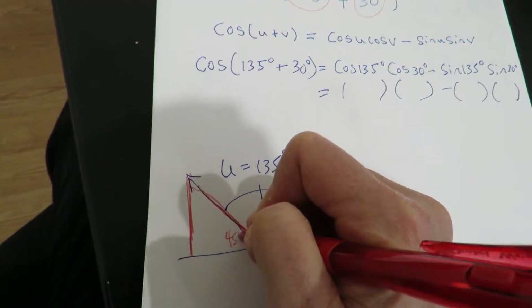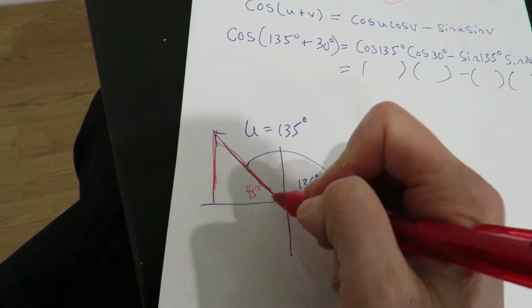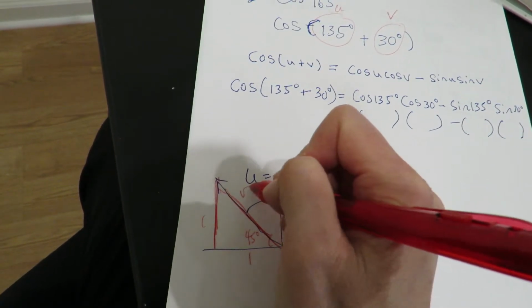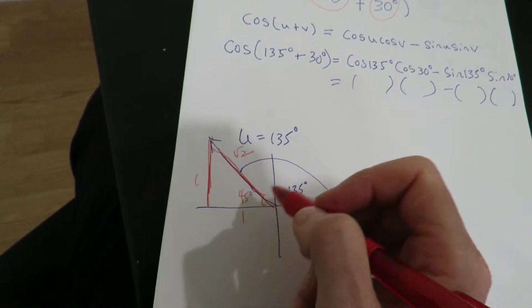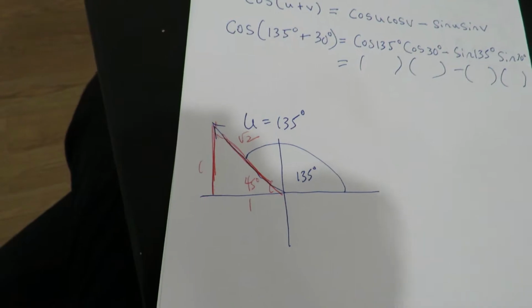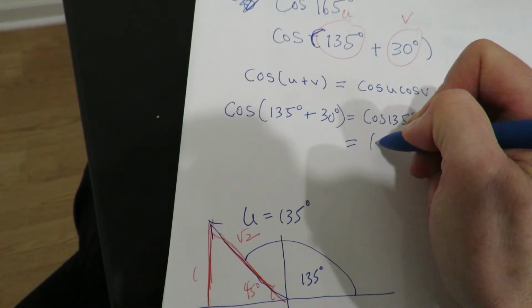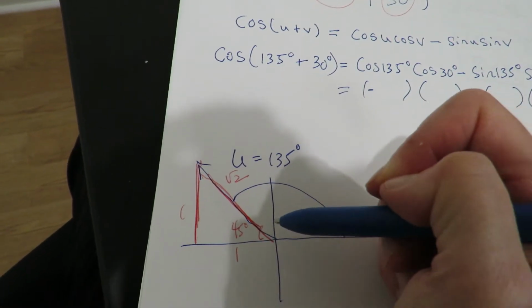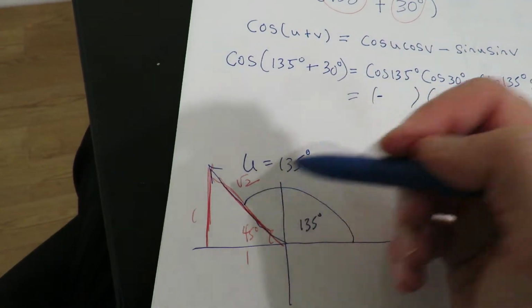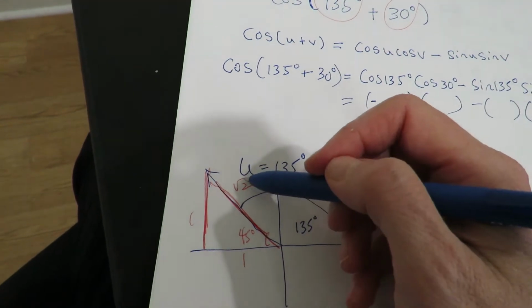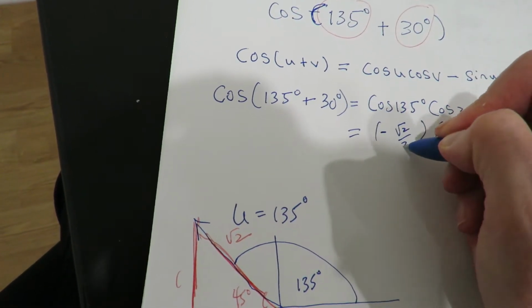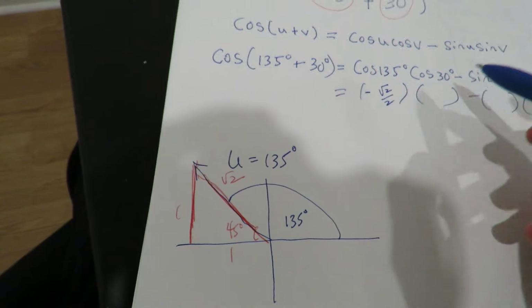So 45 degrees is the reference angle, which means it's a 1, 1, radical 2 triangle. It's in quadrant 2, so I have to be sensitive to the plus or minus in quadrant 2. The cosine in quadrant 2 is negative, and it's 1 over radical 2, but I'll rationalize it: negative radical 2 over 2.